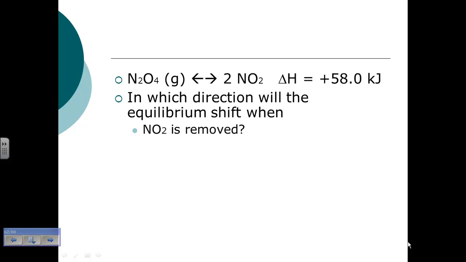What if, same equilibrium, what if we remove NO2? See where NO2 is on our equilibrium? It's on the product side. What if we remove some? Which direction would it shift? Write your answer down.